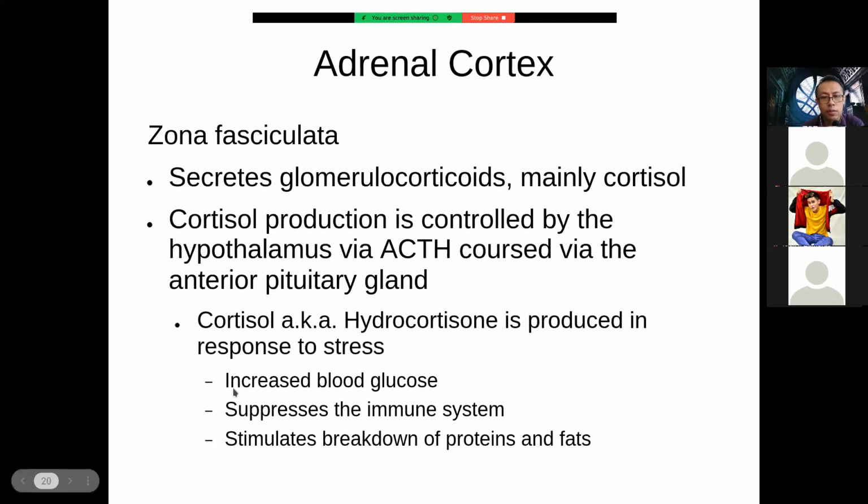Your immune system breaks down and you break down. Everything breaks down, even your proteins and your fats. And then you have weight loss as well and the loss of muscle mass.